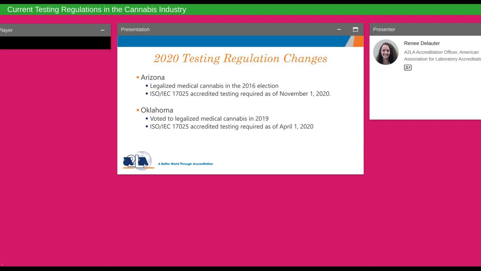There are both pros and cons to this. A pro for requiring accreditation before testing or receiving a license is that laboratories are being assessed and being deemed competent before testing customer samples.